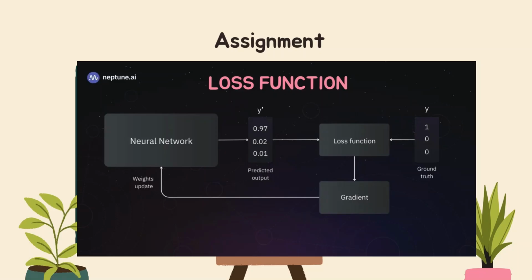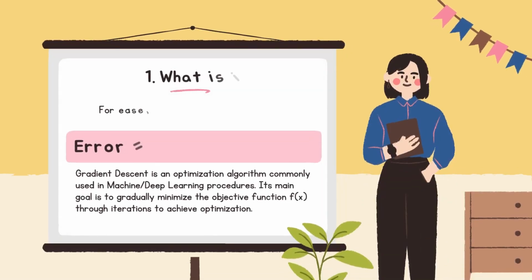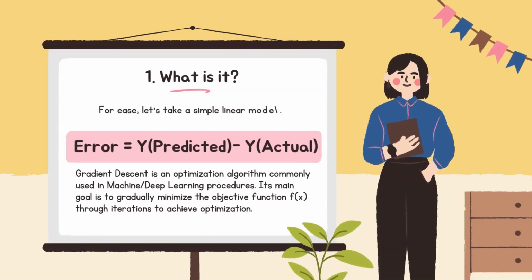So from this figure you understood that a neural network is there. From there the output is the predicted output, and the loss function is going to calculate the error between the predicted output and the ground truth. Then after that, in the optimization algorithm, we will calculate the gradient, and thereby we are updating the parameters, sorry, weights.